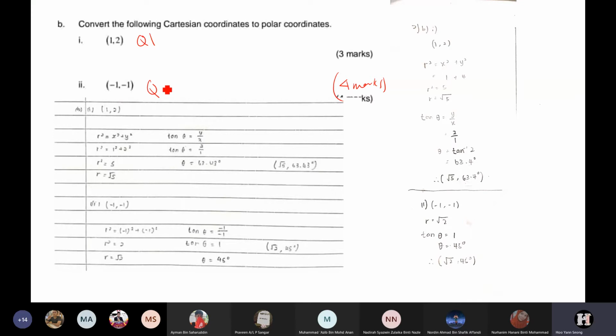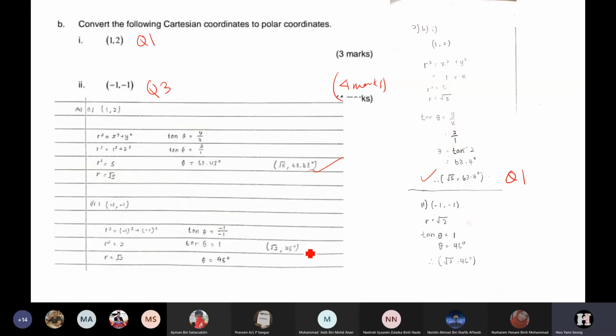-1 is in which quadrant? Quadrant 3. So we look at the final answer, the answer they gave. It says 63.4. Yes, this one is in quadrant 1. So basically we know that is correct.